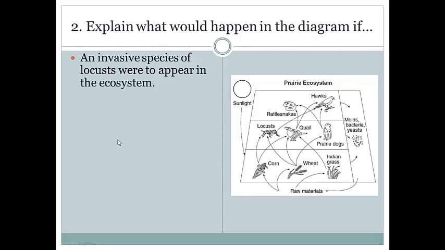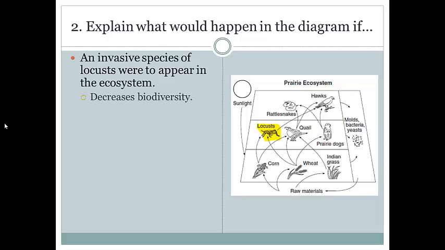Next question asks about what would happen in our prairie ecosystem if an invasive species of locusts were to appear. So we see in our ecosystem we do have some locusts that are part of this native population. But what this question is asking is if some other species of locust that wasn't native to this ecosystem were to suddenly be introduced.